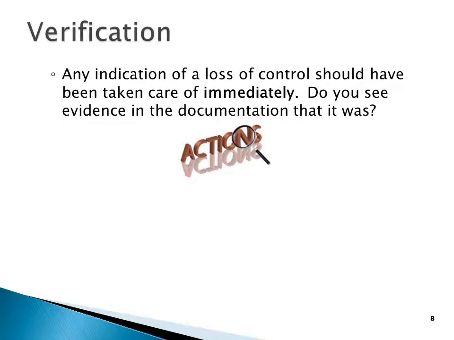Any indication of a loss of control should have been taken care of immediately by the people. Do you see evidence in the documentation that it was? So, for example, if you see in the documentation that they took the temperature on the serving line and it was 125, does the log say what they did about that? Did they take the product and put it back in the oven and reheat it to 165? Do you see documentation of that?